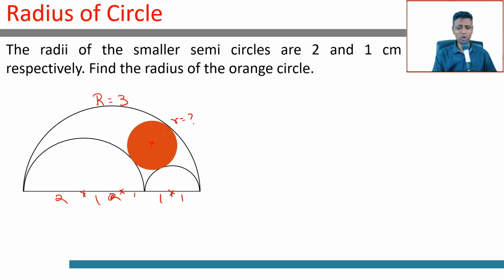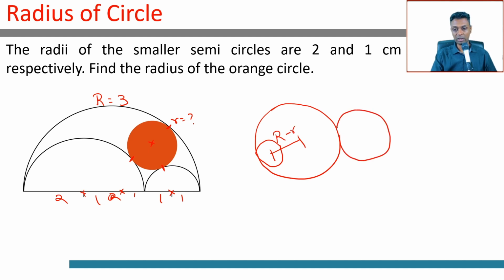This circle, goes without saying, is inscribed in this region. It just touches this semicircle, just touches this semicircle. What are the funda we need to use? If two circles are touching each other internally, distance between their centers is r minus r.